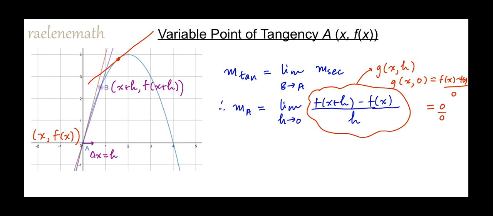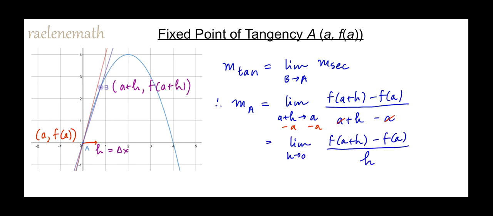If we go back and look at the other cases we came up with, and do a direct substitution again for each of these, we substitute some function g of a comma h. Now a is just a constant number because it's a fixed point. Little a is constant because big A is a fixed point. Then working out g at a comma 0, i.e. substituting h equal to 0, would give us f of a minus f of a, which is 0, over 0. So there's the indeterminacy again.